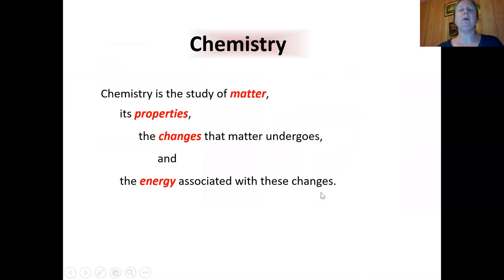This is a lecture on what exactly is matter, how do we describe it, and starting to go into a little more of the details. What are chemical changes versus physical changes? What is a physical property, a chemical property?